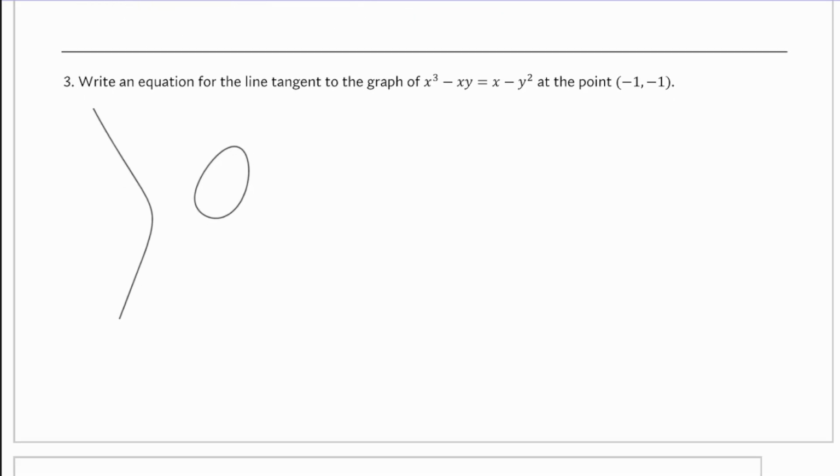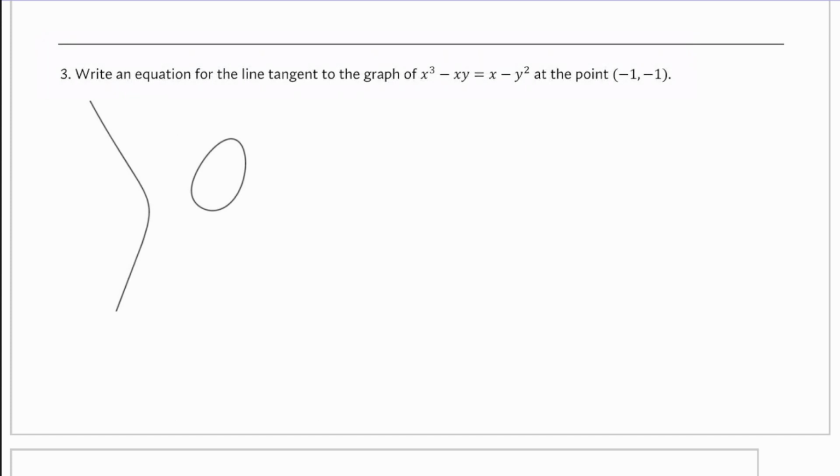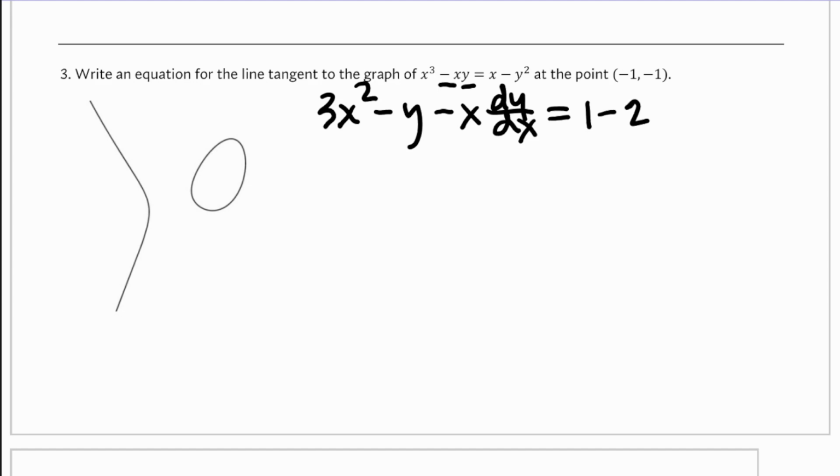Okay. We're going to write an equation for the tangent line to the graph of x to the 3 minus xy equals x minus y squared at the point where x is negative 1 and y is negative 1. Alright, so we've got a point, we need a slope. So we're going to take the derivative of this equation with respect to x, and we'll have 3x squared. Okay, I'm going to use the product rule, looking at negative x times positive y. So the derivative of negative x is negative 1, leave y the same. Then I'll leave negative x the same and take the derivative of y. And that'll be equal to the derivative of x minus the derivative of y squared.